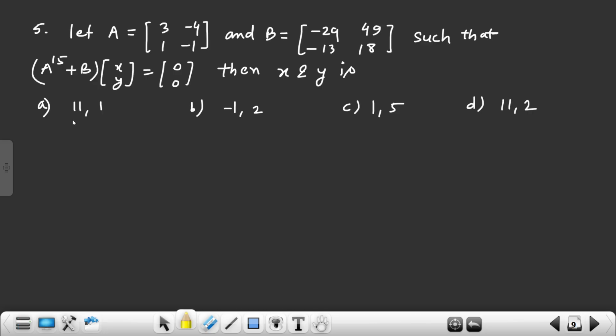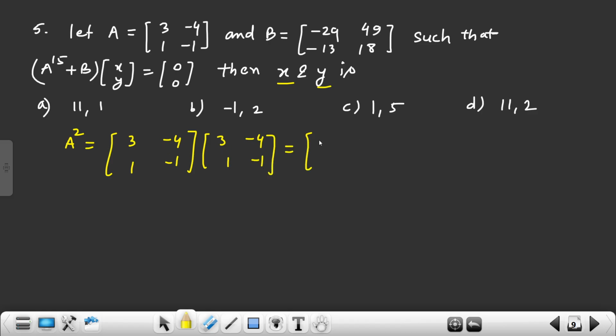Fifth one. We have A matrix, B matrix such that A power 15 plus B times the matrix xy is equal to 0, 0. Then we have to find the xy value. Because A has a big power, I will try to find A square value. So what is A square? 3 minus 4, 1 minus 1 multiplied by itself. Let's calculate. So it is 9 minus 4, 5, minus 12 plus 4, minus 8, 3 minus 1, 2, minus 4 plus 1, that is minus 3.